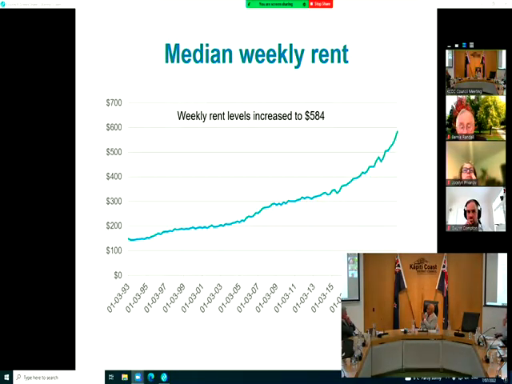So looking more at the social side of things and what's going on with other people in the market, this is reflected in the weekly rent levels. Again, the latest results have actually continued that ongoing increase.